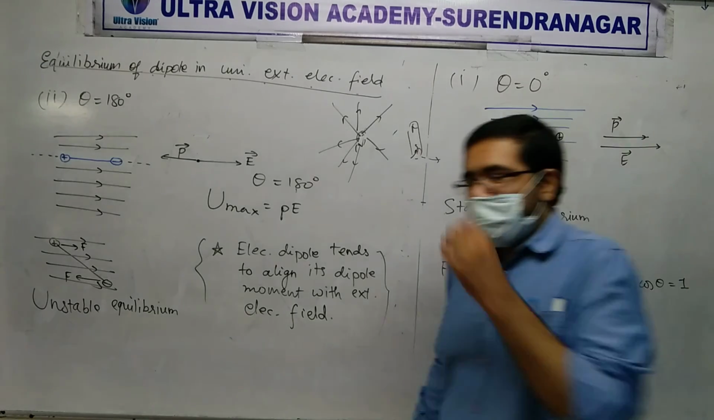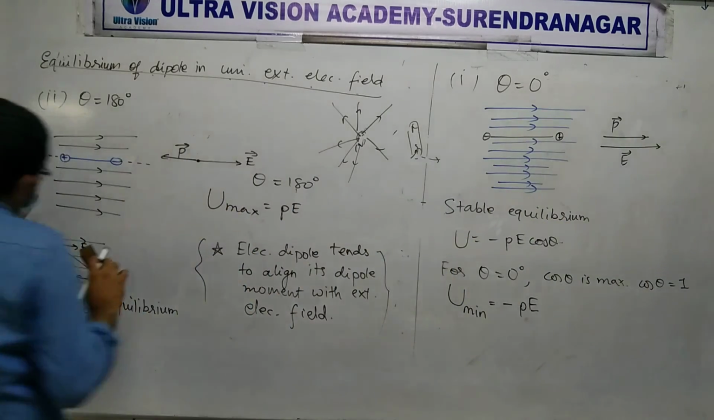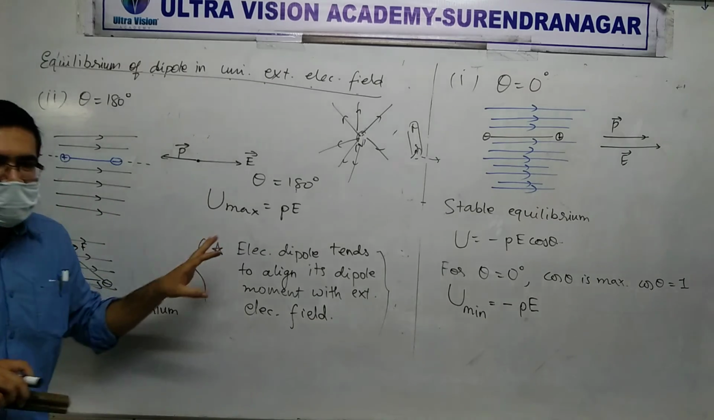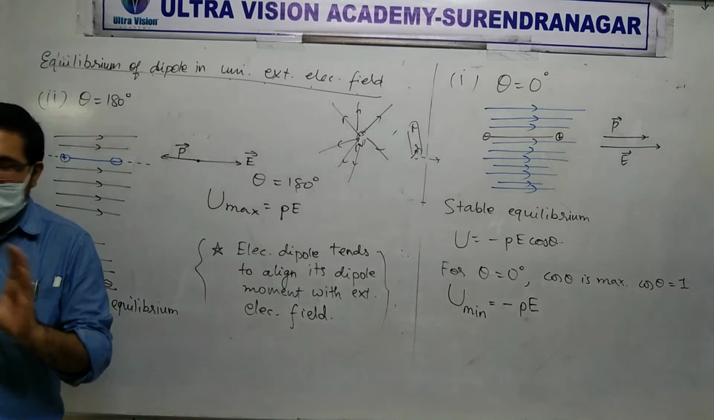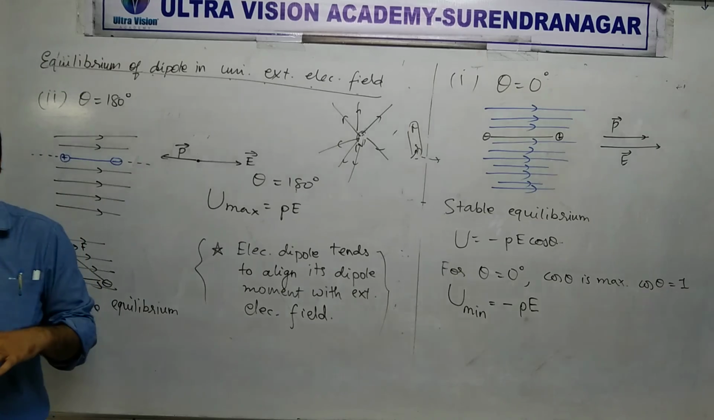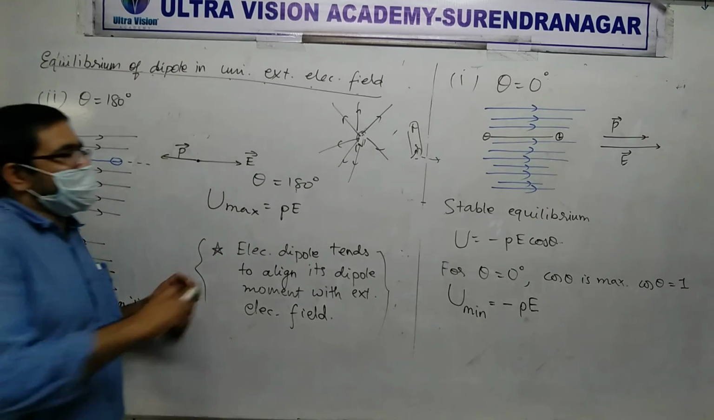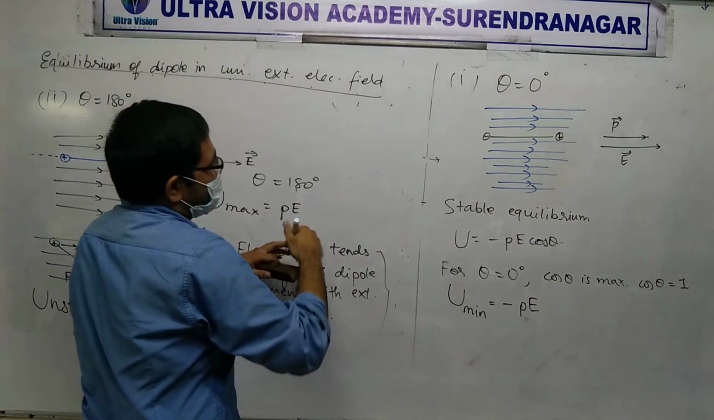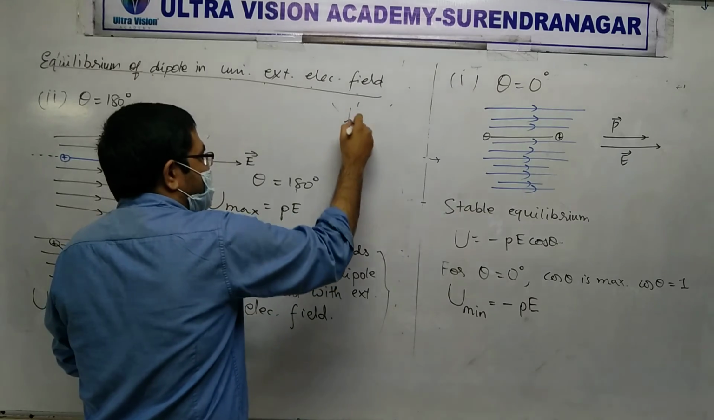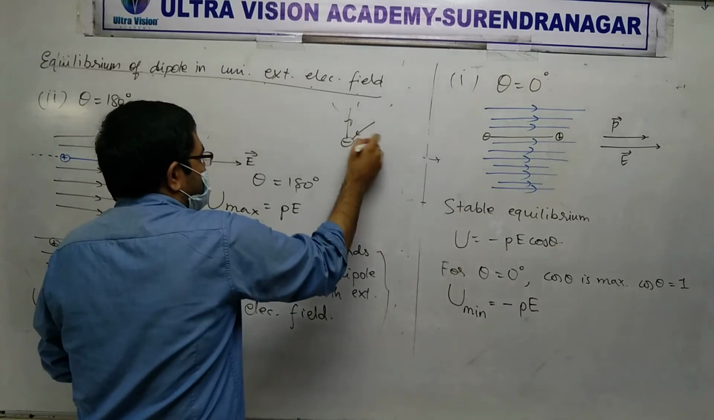Got it? So basically dipoles always try to rotate and they get aligned. The moment they get aligned, they will start getting attracted, right? If it is a negative charge, it happens like this. I hope you realize that.